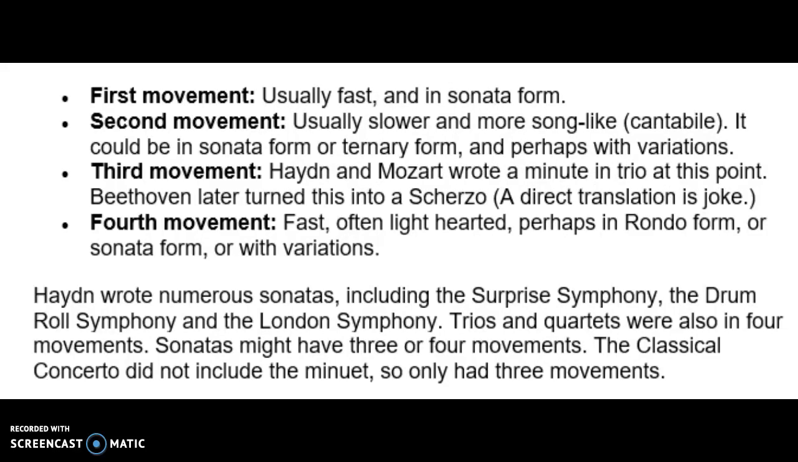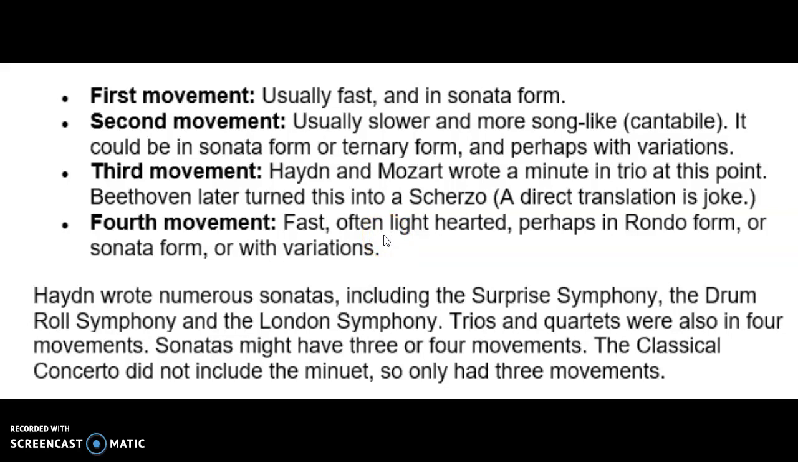So let's look at the different movements again. The first movement, usually fast and in sonata form. The second movement, usually slower and more song-like, cantabile. It could be in sonata form or ternary form, the ABA form, and perhaps with variations. The third movement, Haydn and Mozart wrote a minuet and trio at this point. I will just correct that. And Beethoven later turned this into a scherzo, which means a joke. The fourth movement is fast, often light-hearted, perhaps in rondo form or sonata form or with variations.